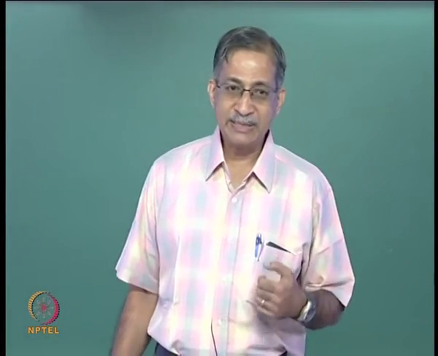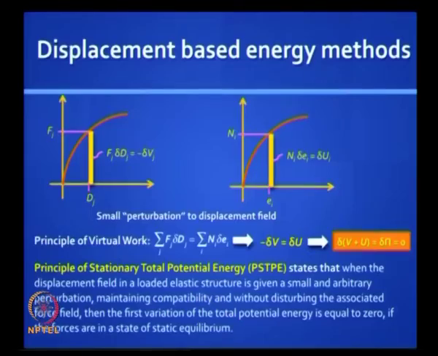So the principle of stationary total potential energy, PSTPE, states that when the displacement field in a loaded elastic structure is given a small and arbitrary perturbation, maintaining compatibility and without disturbing the associated force field, then the first variation delta pi, first variation of the total potential energy is equal to 0 if the forces are in a state of static equilibrium. Is it clear?